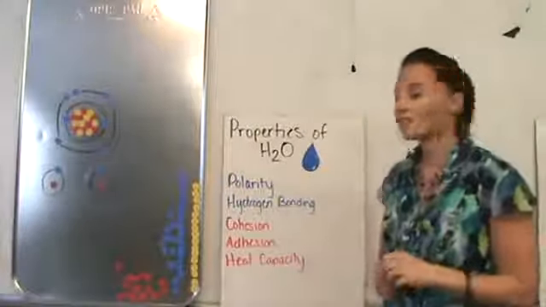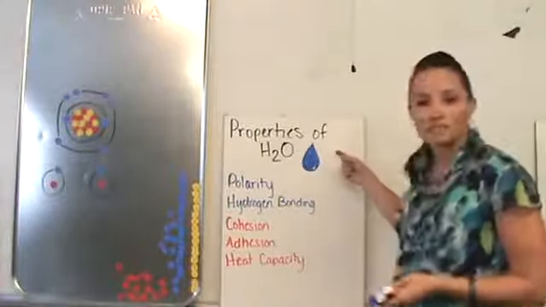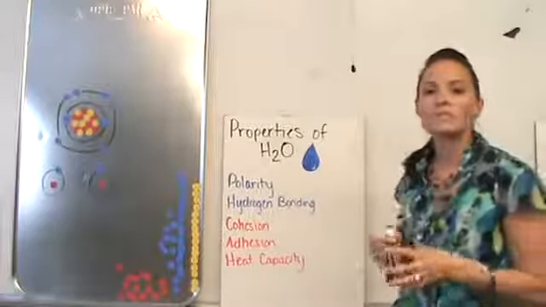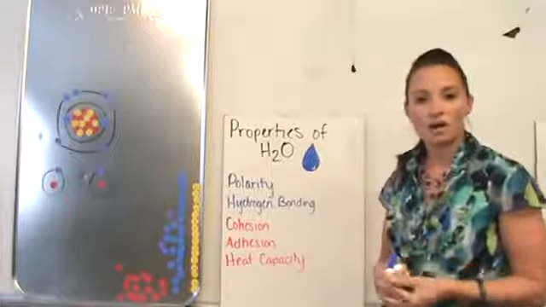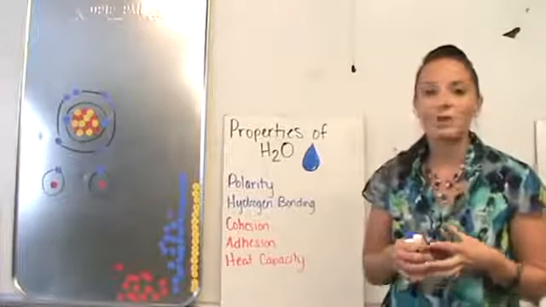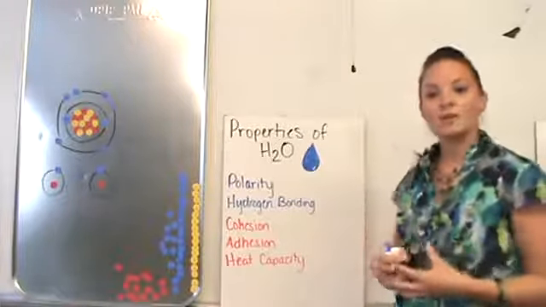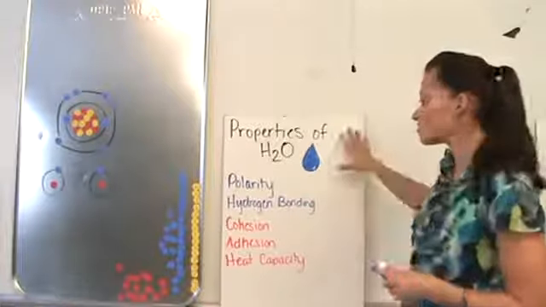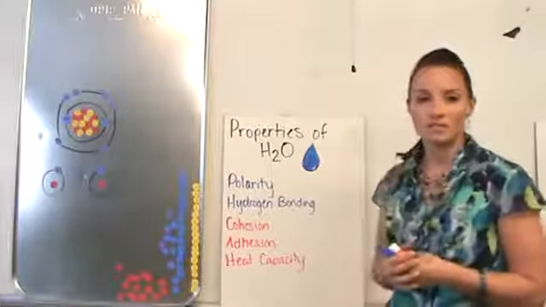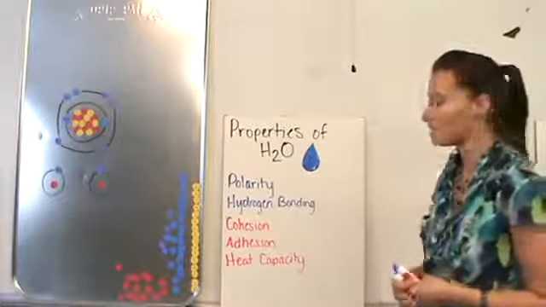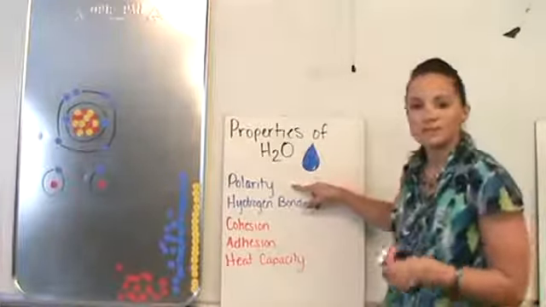Welcome, and today we're going to discuss the properties of water. Water is one of the most important molecules on Earth. All living things need water, and living things cannot survive without water. So, there are major properties of water that allow it to be one of the most important things to all living things. The first one is its polarity.